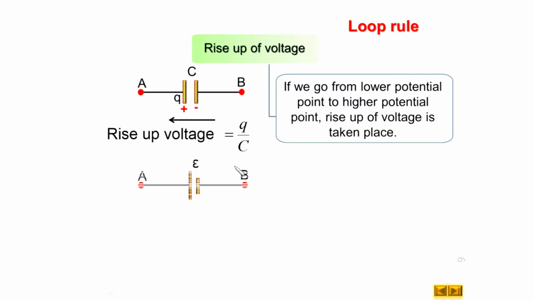And here let us draw the battery again, with the same repetition. Here we are moving from the negative plate to the positive plate. So, here also a rise of voltage will occur, and this rise of voltage should be equal to E with the positive sign. So, this is about the rise and drop of voltage.